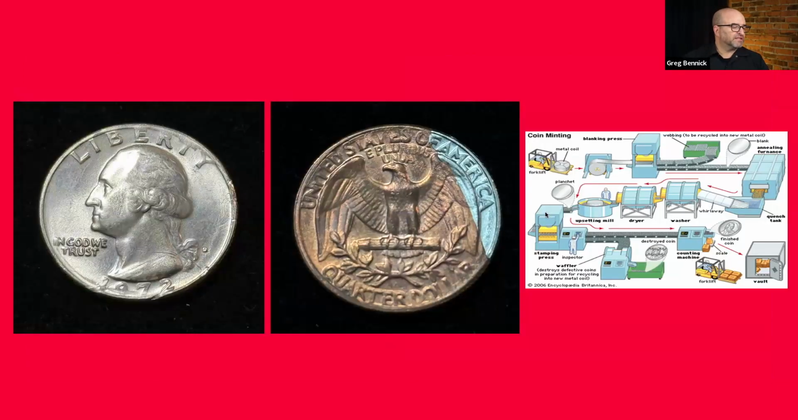This one's interesting. This is a 1972 quarter that was missing part of a clad layer, meaning that impurities in the metal, essentially somewhat like a lamination, but part of its clad layer was missing when the coin was struck. Sometimes you get these with a full clad layer missing, and they're going to have that copper look to the entire side of a coin.